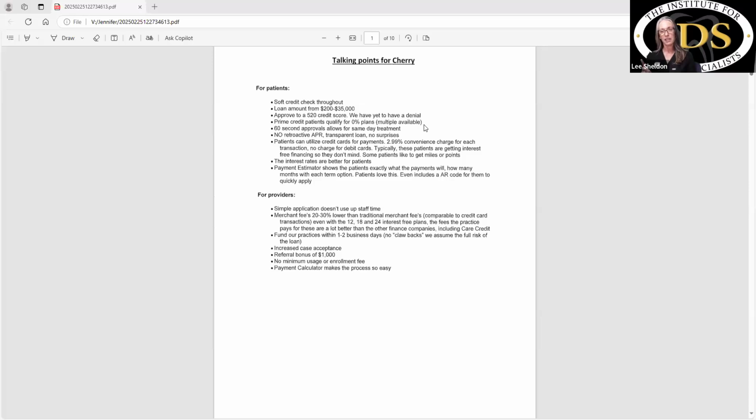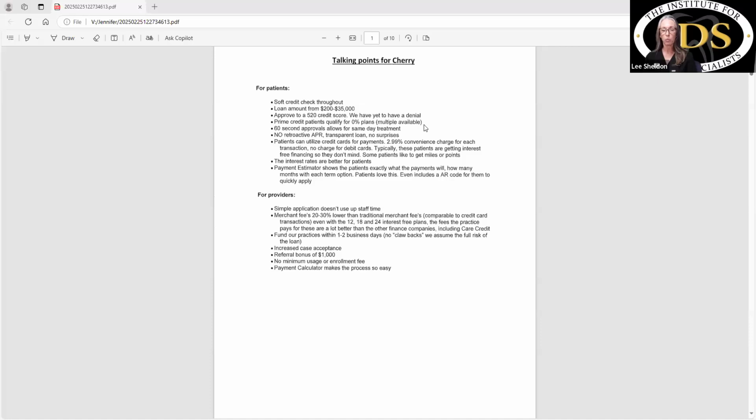So what that means is anybody, again, who's done Care Credit, if you do a 12-month interest-free for your patient and the patient goes to 13 months and didn't finish paying for that, they get retroactive all that APR for the last 12 months. And that's a big, huge hit of a payment to pay. Patients are not happy. If they're not happy with Care Credit, they're not happy with you. Cherry doesn't do that. So no retroactive APR. The interest rates are better for patients and they're better for you, but they're better for patients.